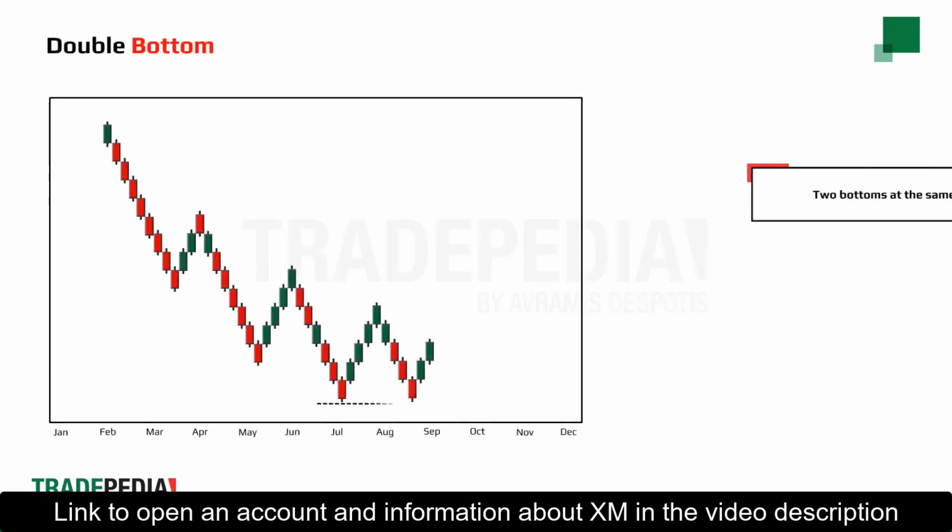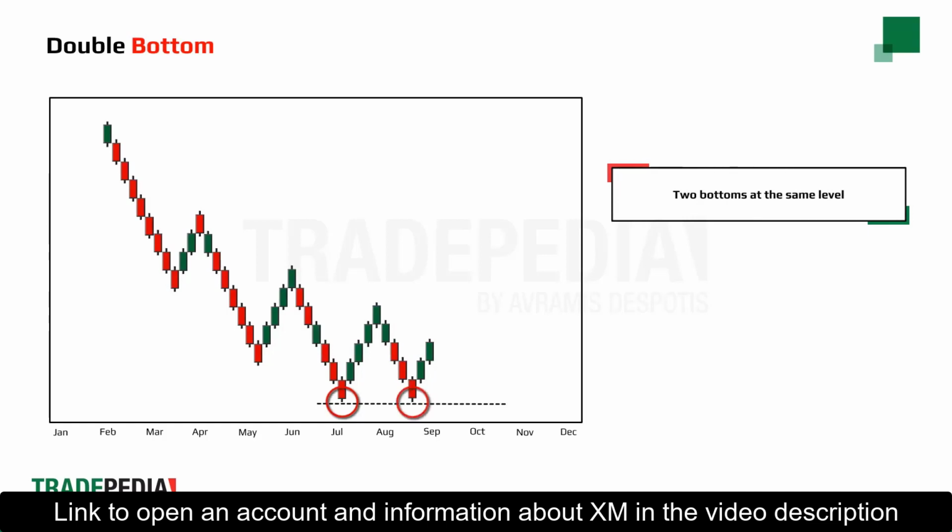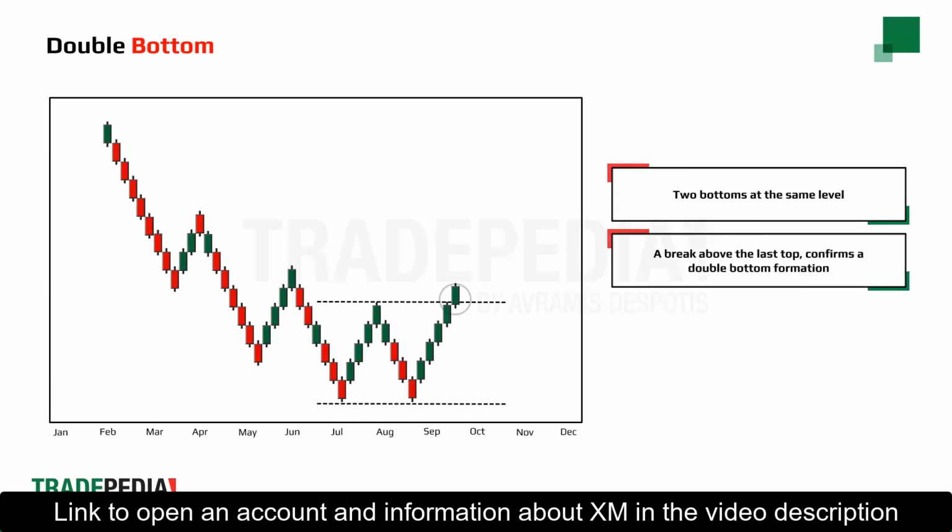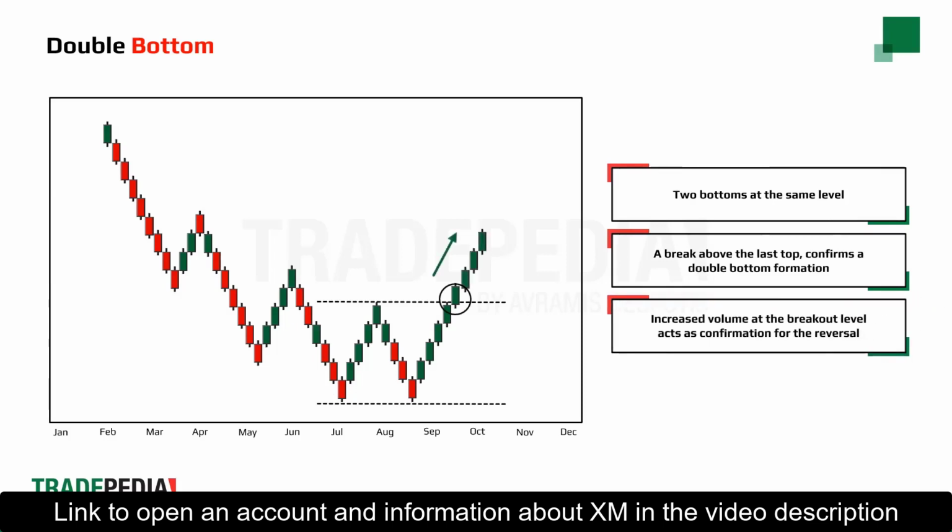In the case of a double bottom, the market creates two bottoms at the same level. A break above the last top confirms a double bottom formation. Increased volume at the breakout level acts as confirmation for the reversal. Height of the pattern outlines the initial target.